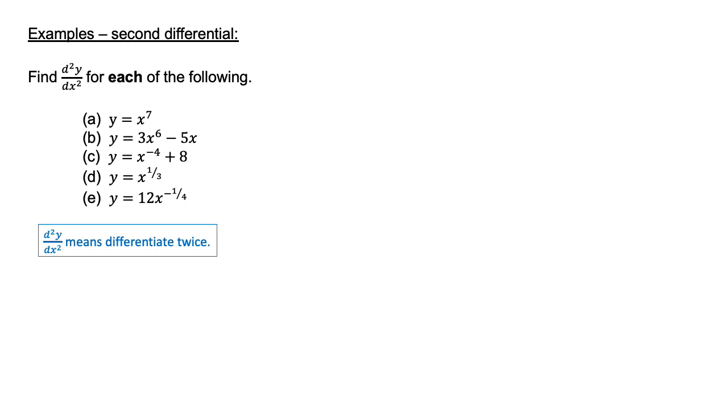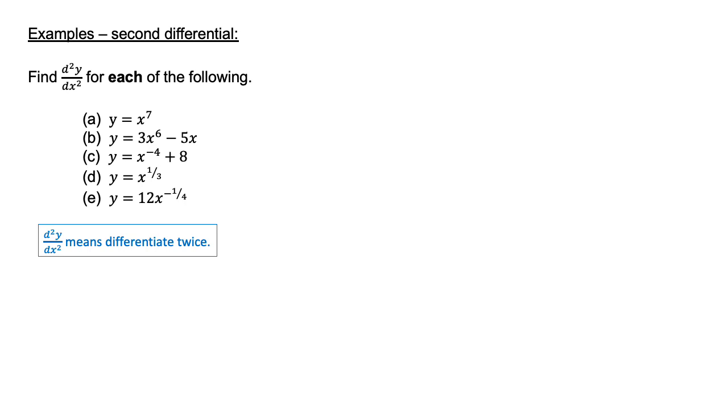Okay, I now need to show you how to work out the second differential of an expression. We need to use this in part 3 when we start looking at stationary points. So to find d squared y by dx squared, as we say, for each of the following. So here are my expressions. So basically it just means we have to differentiate the expression twice over.